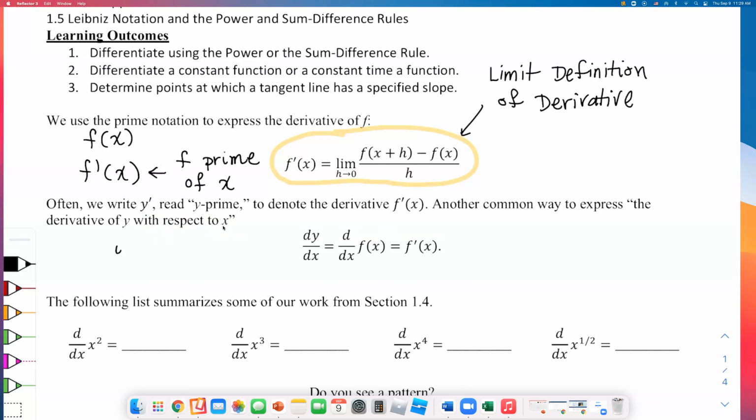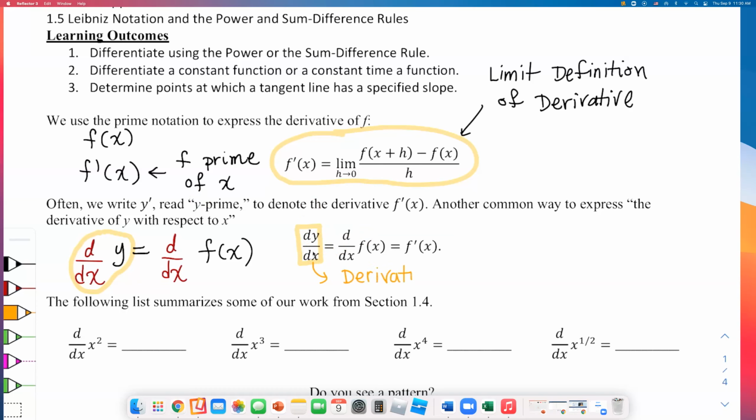It's really, we have y equals f of x, and what we do is we take the derivative of both sides with respect to x, okay? So the notation looks like this, d over dx, okay? So if you put this fraction together, that's how we have this dy over dx.